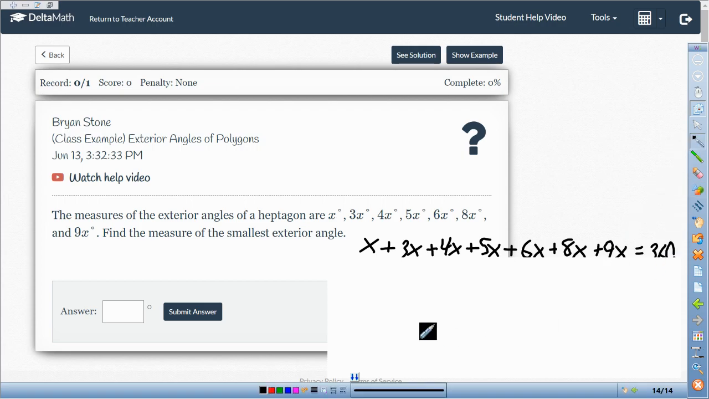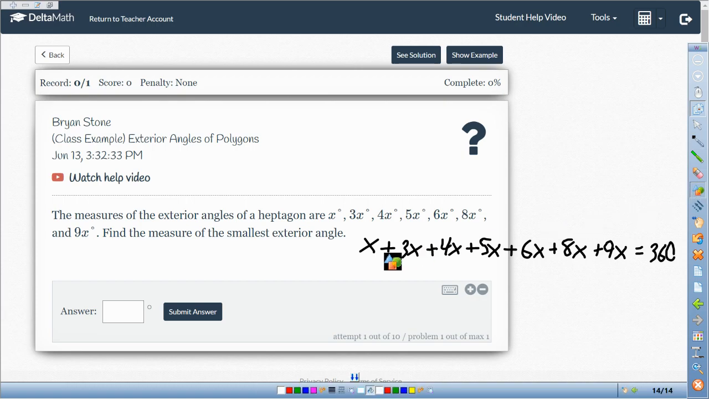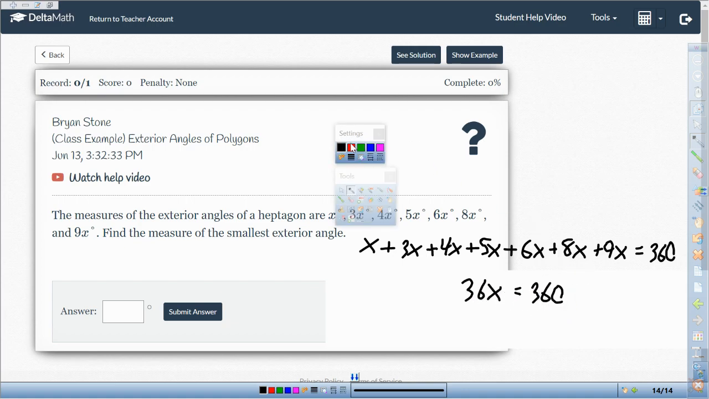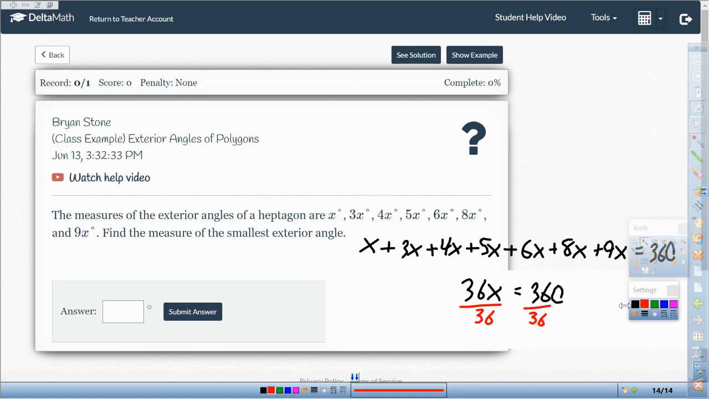Okay, so let's go ahead and solve for x. It looks like we have a bunch of like terms, right? These are all x's. We can combine all of these together. Just be careful with this. Remember, this is a 1x, so 1 plus 3 plus 4 plus 5 plus 6 plus 8 plus 9. All of those x's added together gives me 36x equals 360. Those are nice numbers, right? We can divide by 36, and it's going to go into 360 10 times.